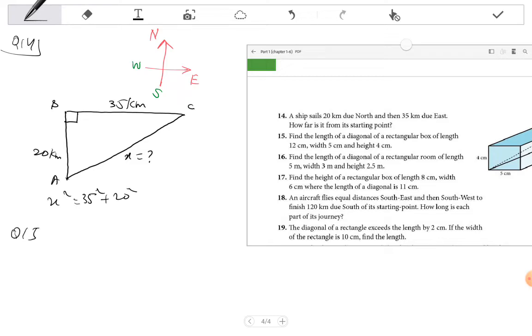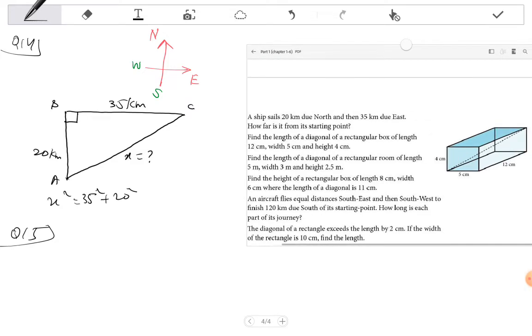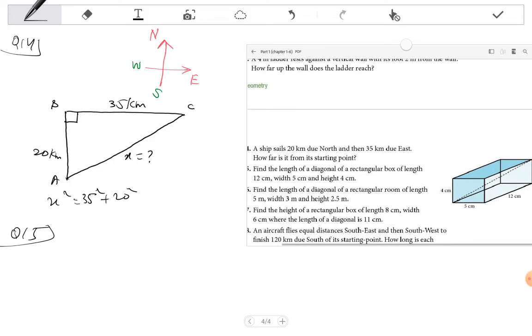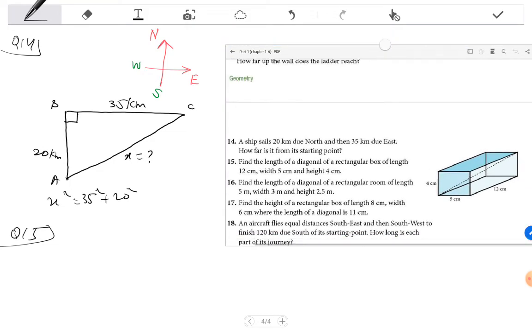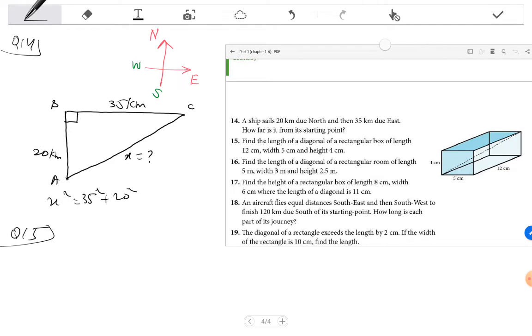Question number 15. Find the length of the diagonal of a rectangular box of length this, width this, height this. The diagram is given, so you can understand well. The diagonal of a box is from this corner to this corner. This is what is required. Now it is a three-dimensional question, using the knowledge of right angle triangles.